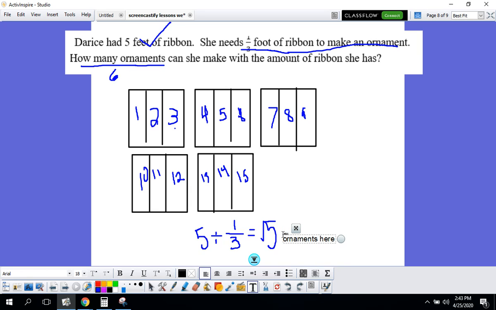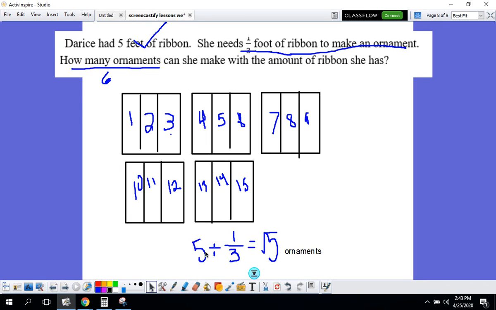Okay, so if you guys remember in class, when we would do a whole number divided by a unit fraction, the answer actually got bigger because you're looking at the number of pieces. There are 15 1/3 pieces here. 15 1/3 make 5 wholes, okay? Which is why 5 divided by 1/3 is 15.